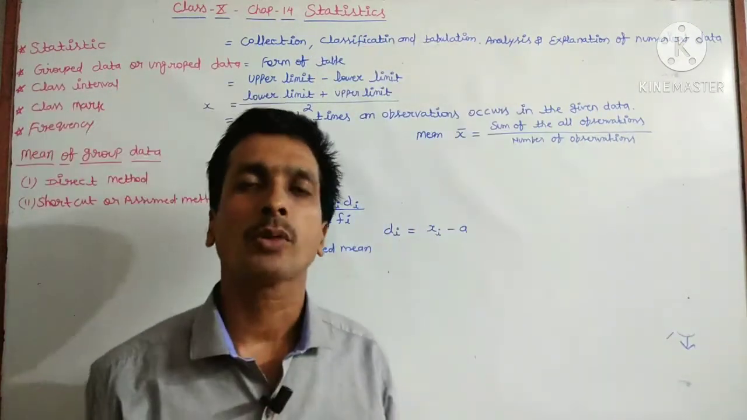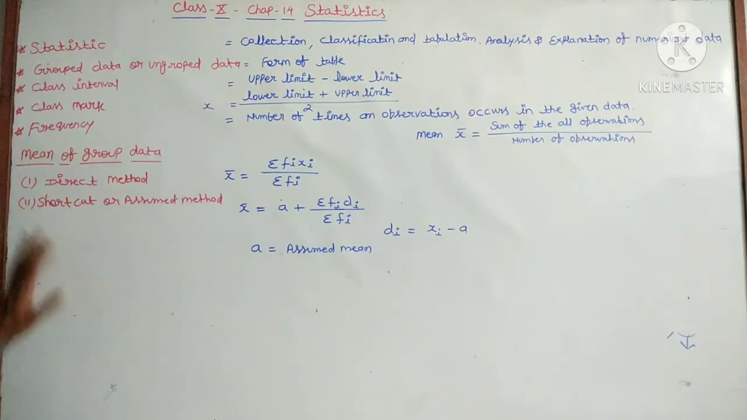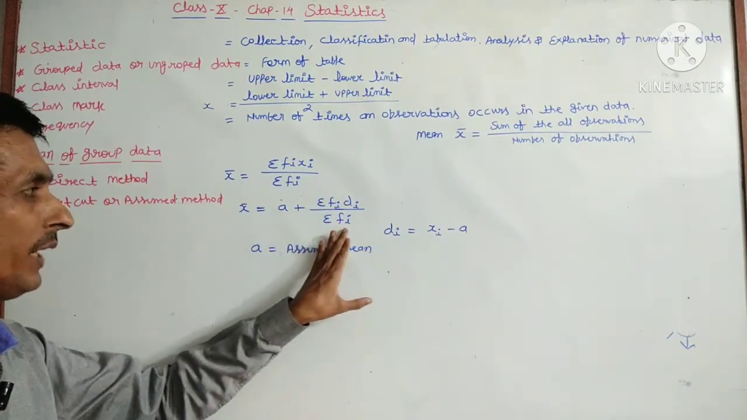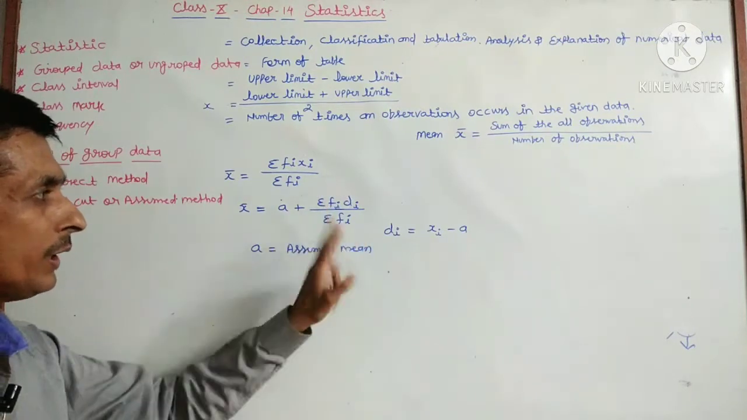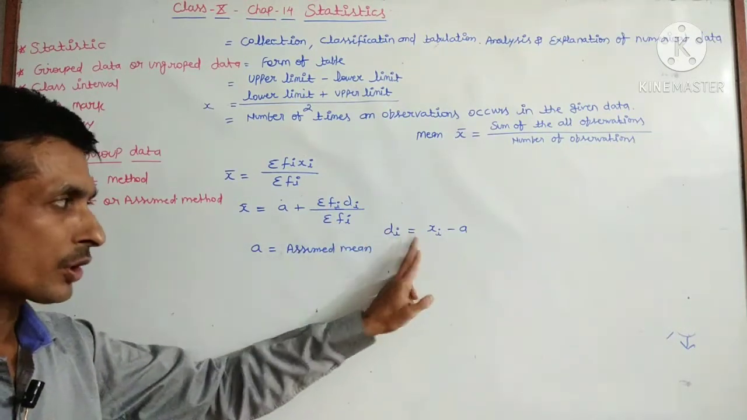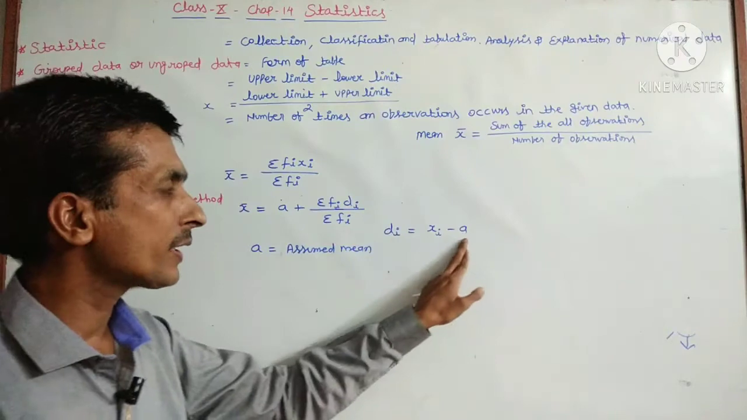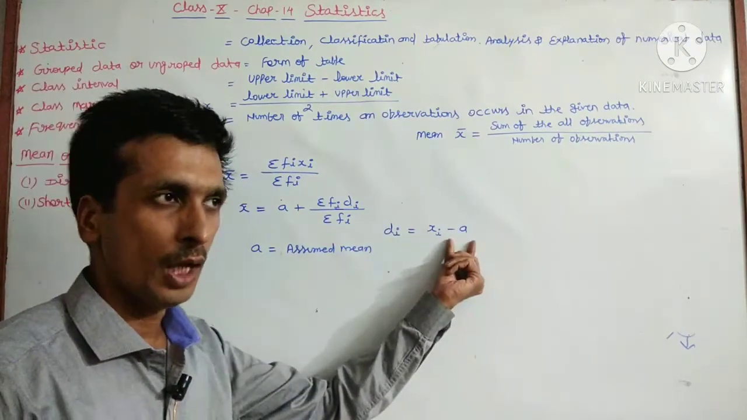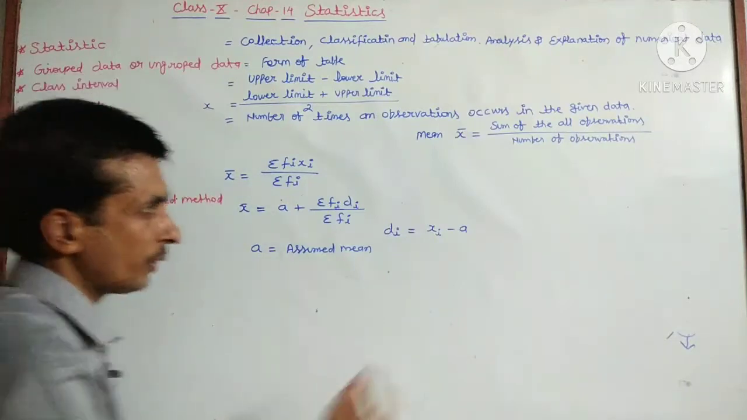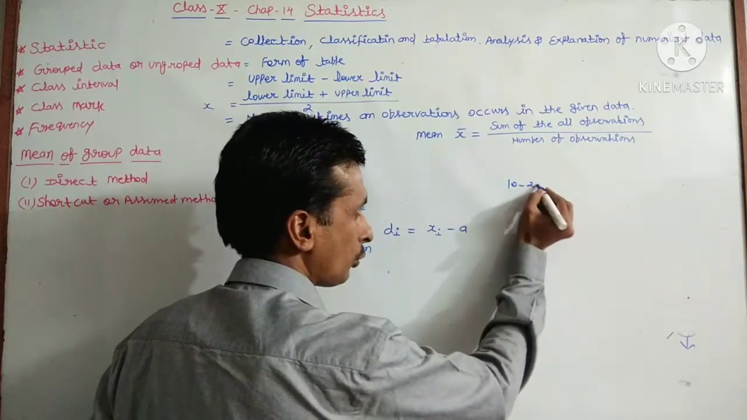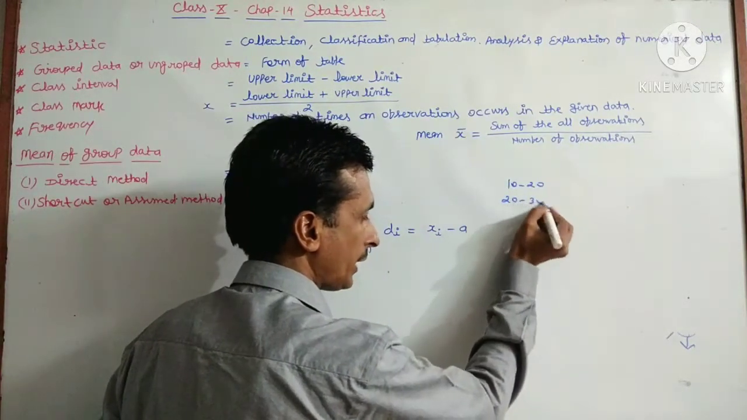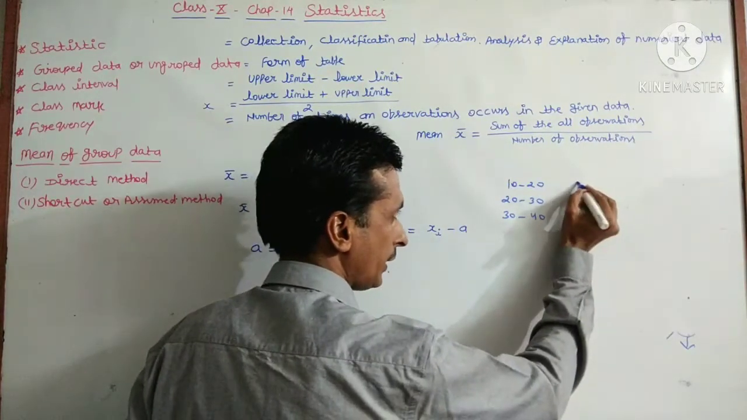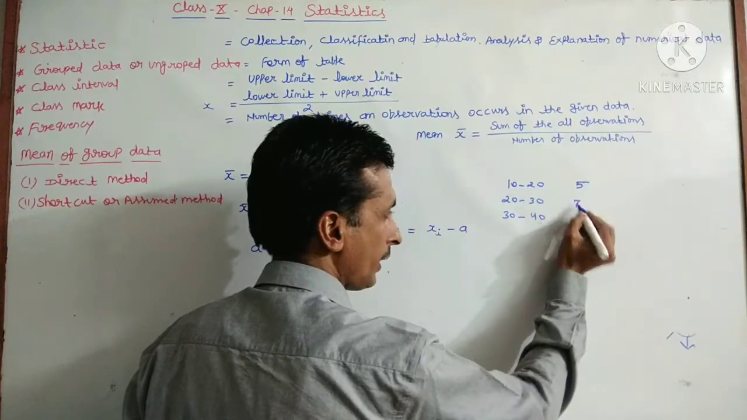Now I am talking about the shortcut method. The shortcut method formula is here: a plus sigma fi di upon sigma fi. What is the meaning of di? Di means deviation, deviation xi minus a. In this formula, di is xi minus a, where a means the assumed mean. How to understand? Look at this one. Here I am writing 10 to 20, 20 to 30 and 30 to 40. Simple example, you take here 5, 7 and 9.